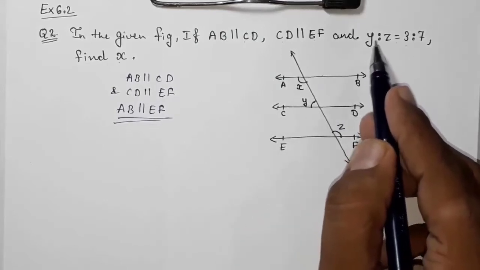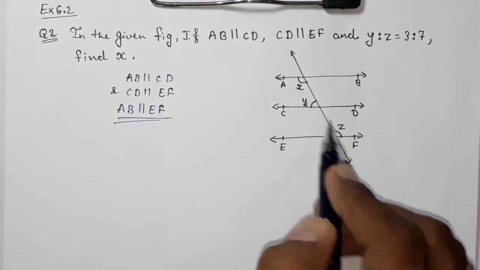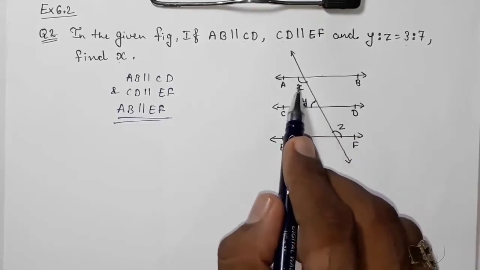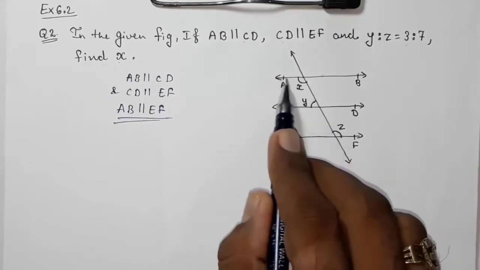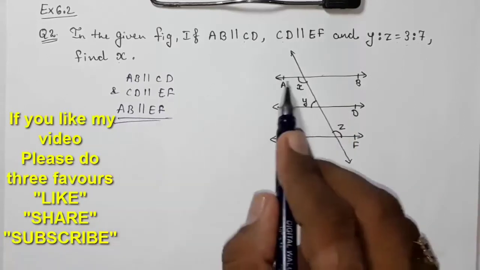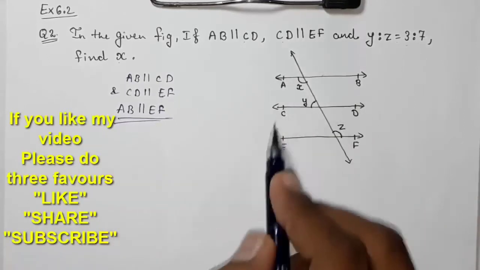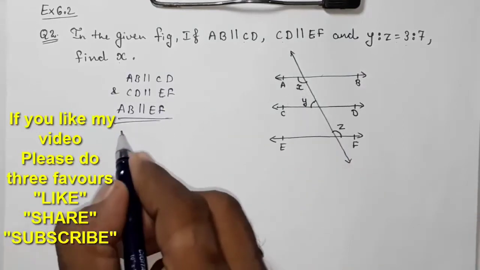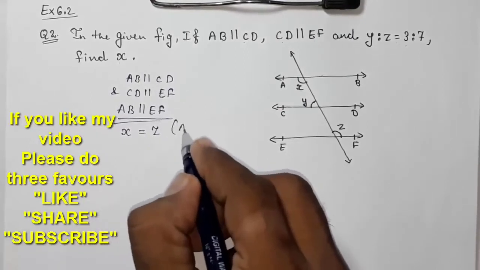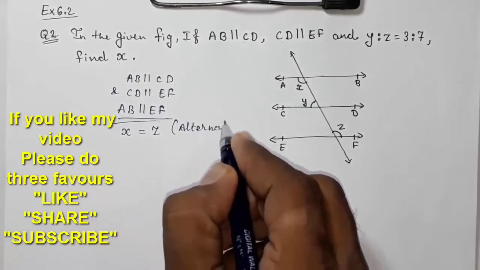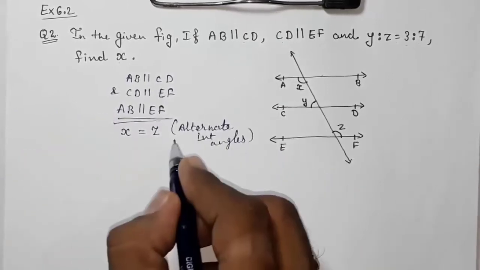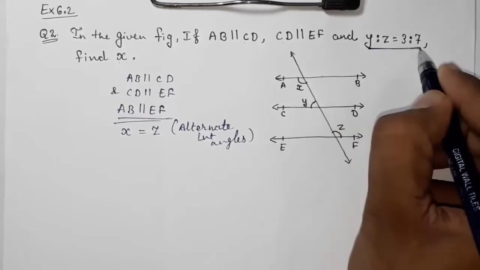They had given us the ratio of Y is to Z, but we don't see any direct relationship between them. But actually I can see a relationship between X and Z. You can see that this is forming an alternate interior angle, and I have proved here that AB is parallel to EF, so directly I can write down that X is equal to Z by alternate interior angles.